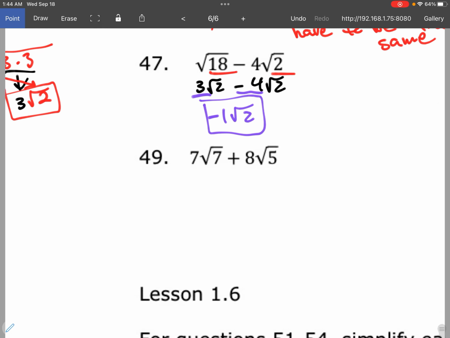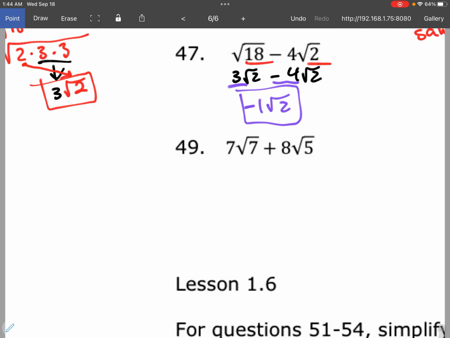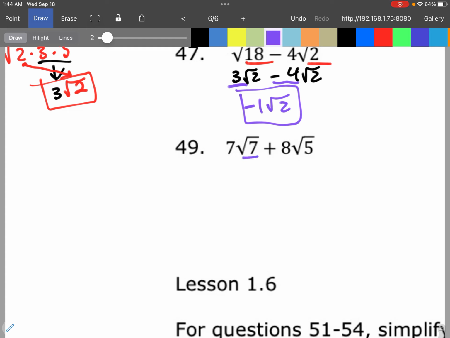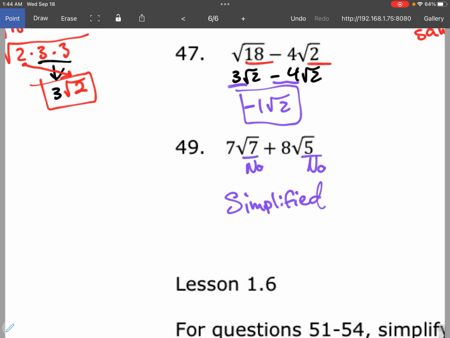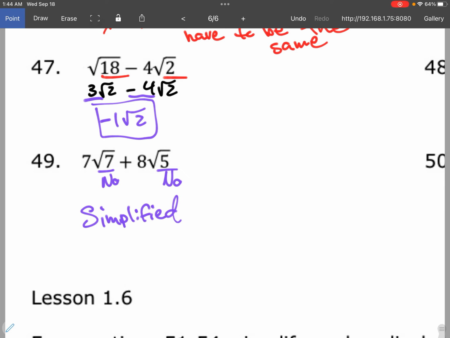Let's do 49 while it's in our peripheral. I got a question for you. Can you break down 7? Nope. Can you break down 5? No. By default, this is simplified. Because you can't add a square root of 7 with the square root of 5. You just can't do it, all right? And it can't be broken down, so we move on.